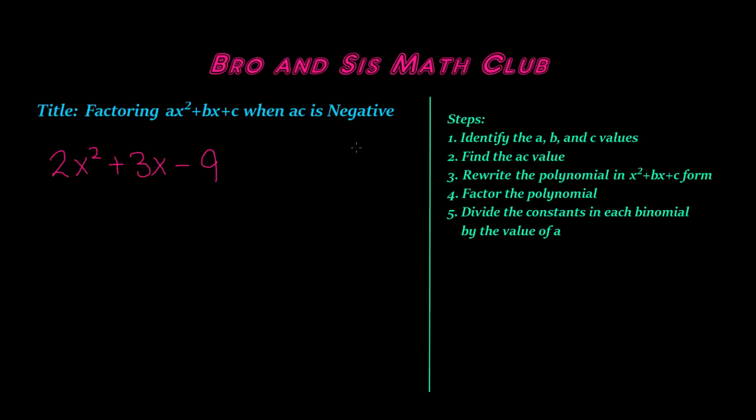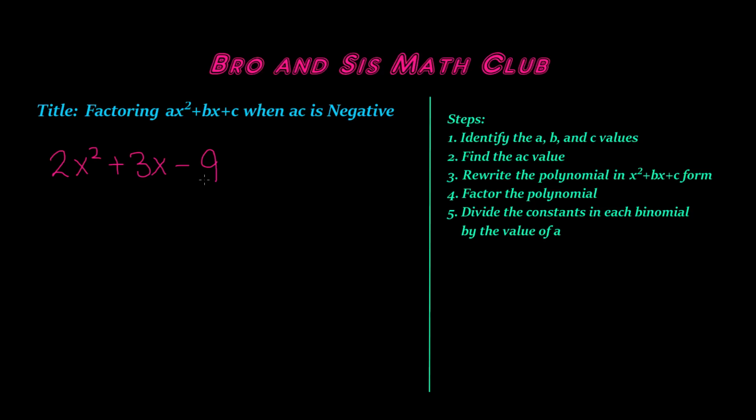Today we'll be learning how to factor ax²+bx+c when the value of ac is negative. We can do this by following the 5 steps to the right. So if you need to pause the video and write these down, then you can do so. These steps are, according to this, step 1 would be to identify the a, b, and c values.